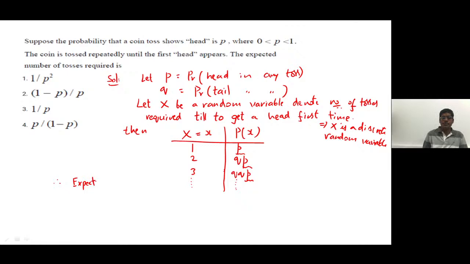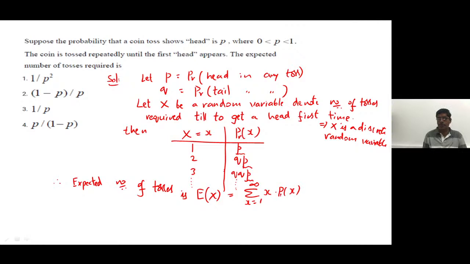So the expected number of tosses is nothing but the notation E of X. In the discrete random variable case, the expected value or mean of X is the summation, taking all x values 1 to infinity, of x times its probability P of x. Pr is another notation for probability. So 1 into P of 1, that is small p, plus x value 2 into its probability qp, plus 3 into probability of 3, that is q squared into p, plus so on.